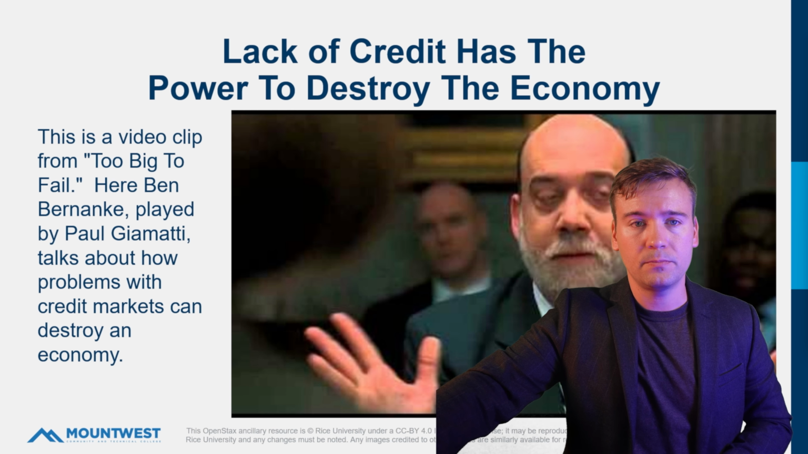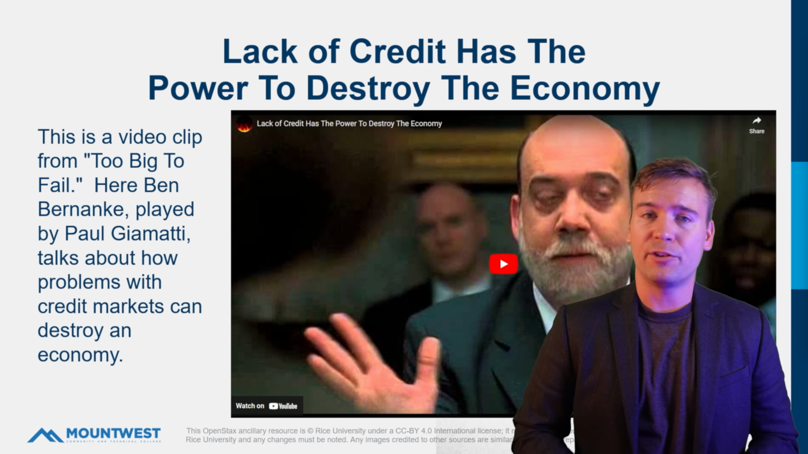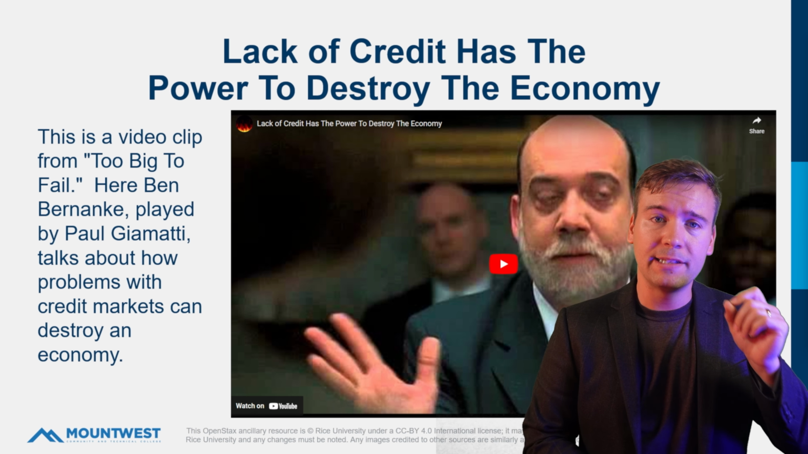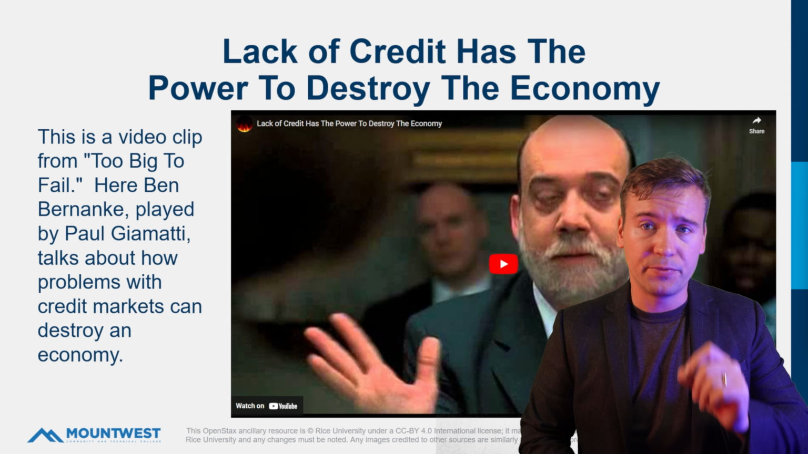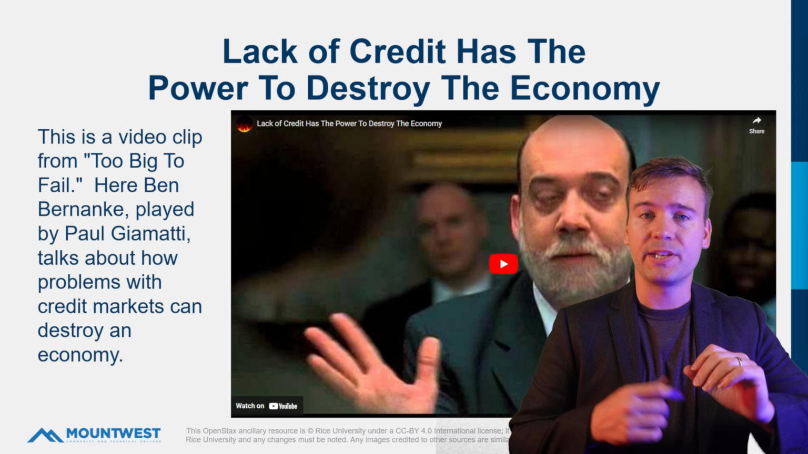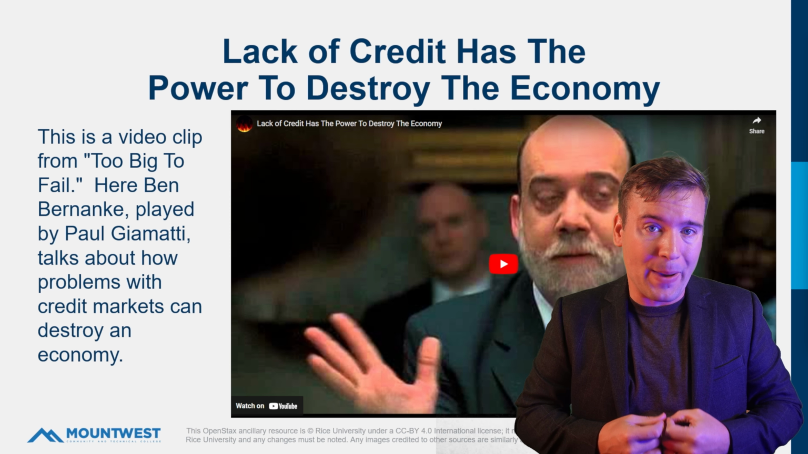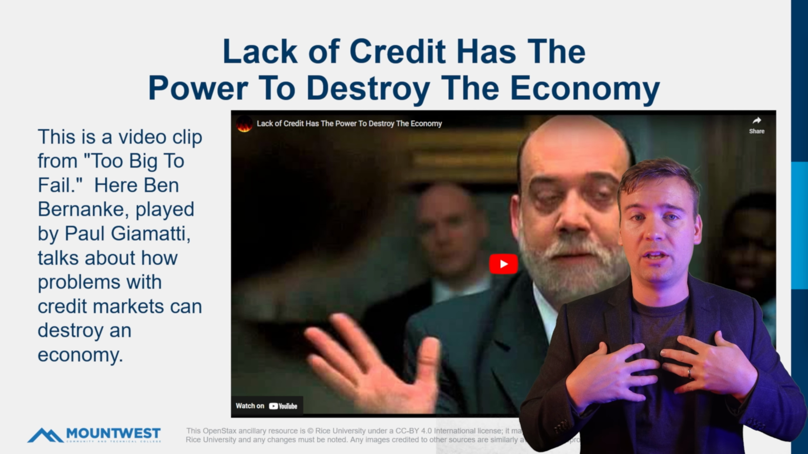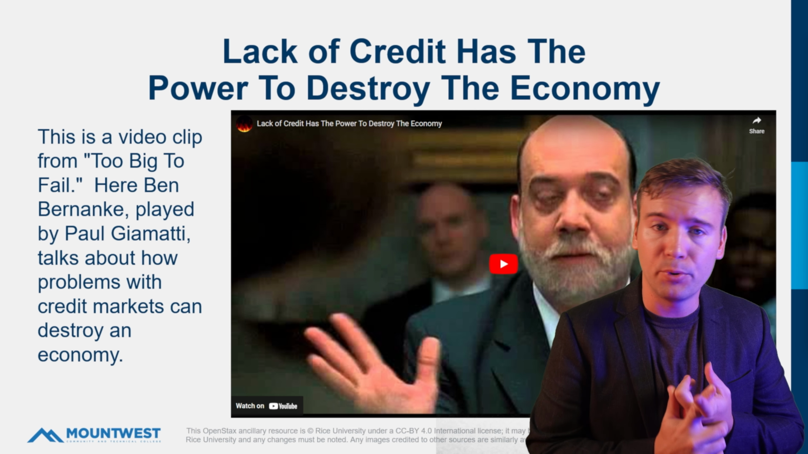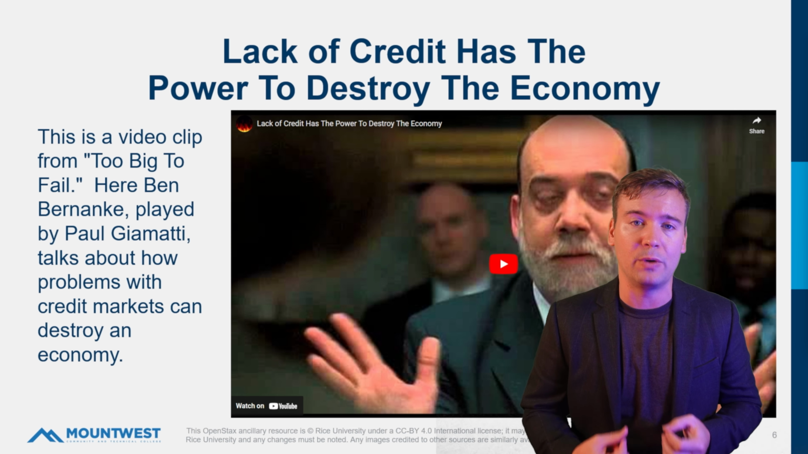In the movie Too Big to Fail, there's a powerful scene where Ben Bernanke, played here by Paul Giamatti, explains the devastating impact that a freeze in the credit markets can have on the entire economy. He emphasizes that when the credit markets seize up, it's not just Wall Street or big banks that are suffering, it's everyday people. So without functioning credit markets, businesses can't borrow to pay their employees. Homeowners can't get loans to buy houses, and even basic consumer credit grinds to a halt.